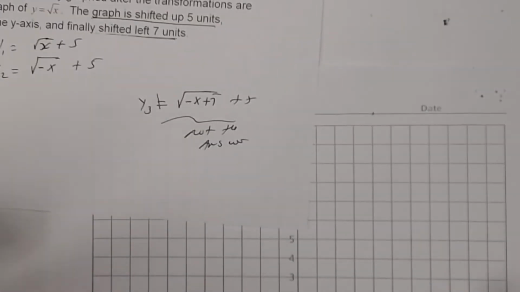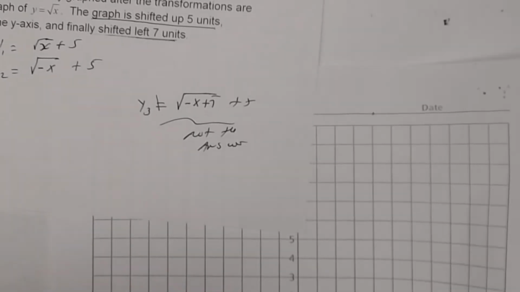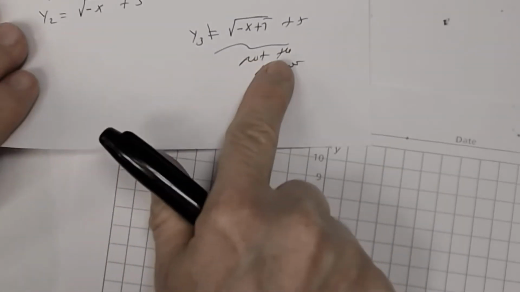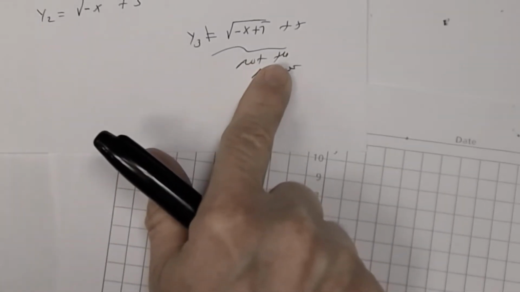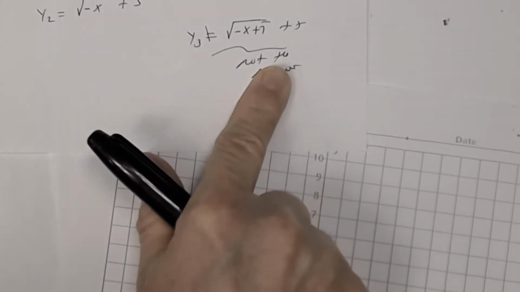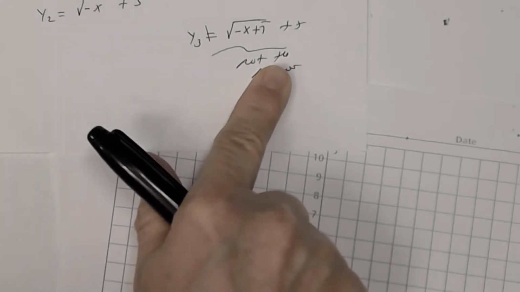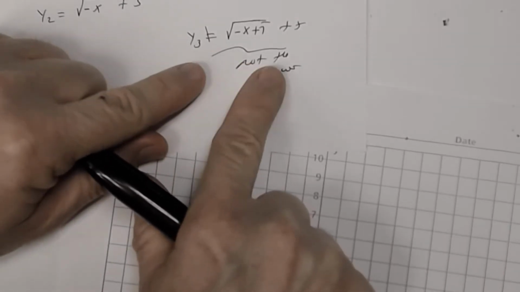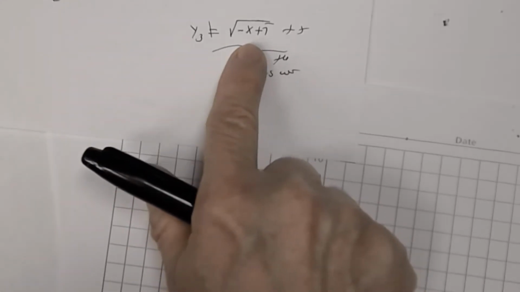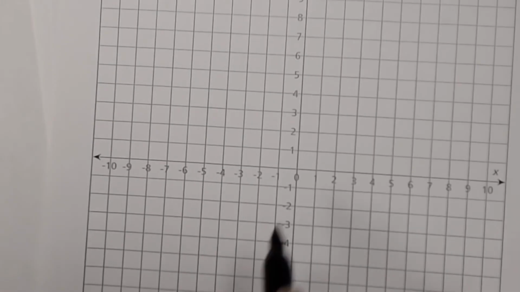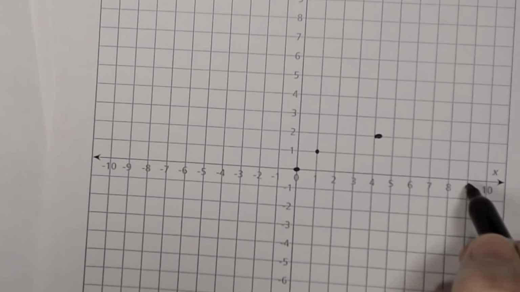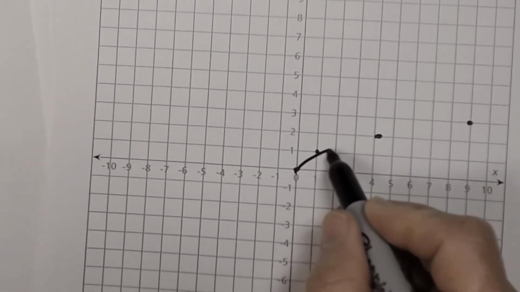All right, so first, whenever the symbolic representation is given, we have to use our order. Okay, and remember, our order is, first thing we do is your horizontal translation. So according to this, first of all, let me go ahead and graph the square root function. So 0, 0, 1, 1, 4, 2 and then 9, 3. So there's our square root function.